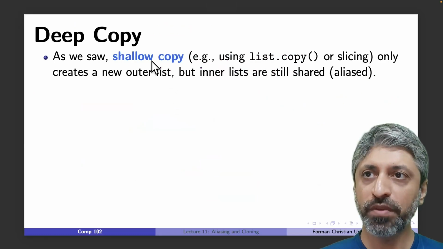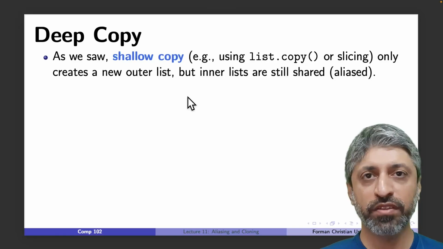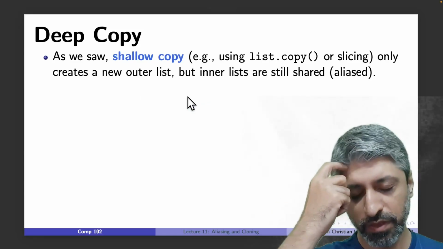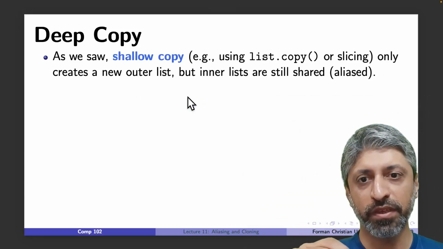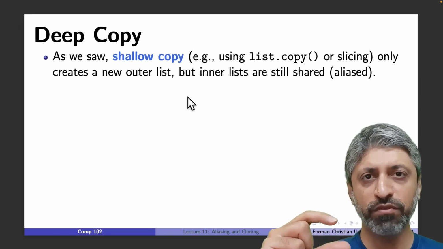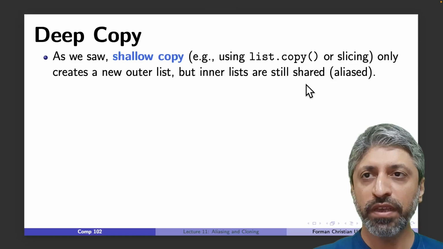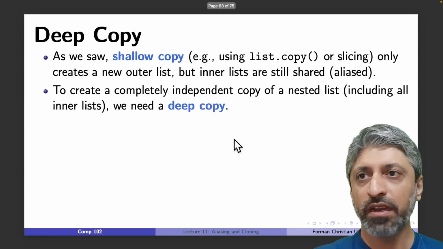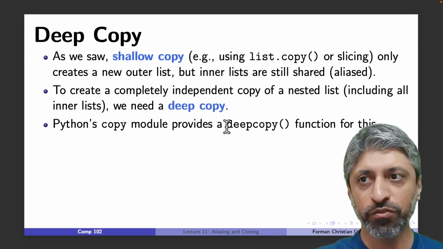So in shallow copy, we use either copy or slicing or list, and this just creates a copy of the outer, top level list. The references stored inside to the objects are all the same, and they are basically aliases of the inner lists. In deep copy, you completely create an independent copy and you use the deep copy function.